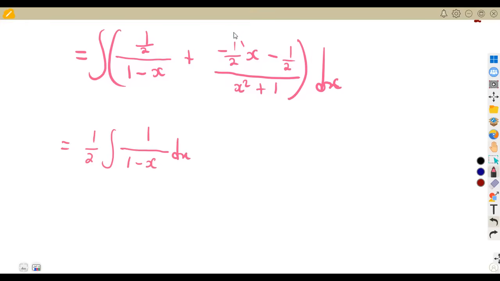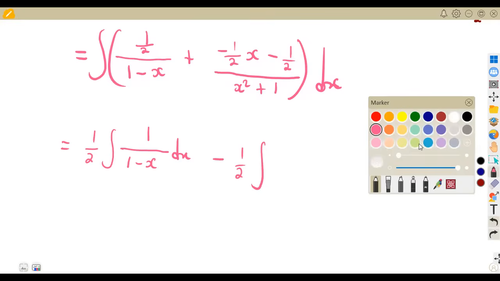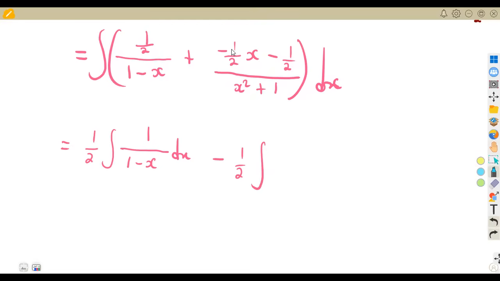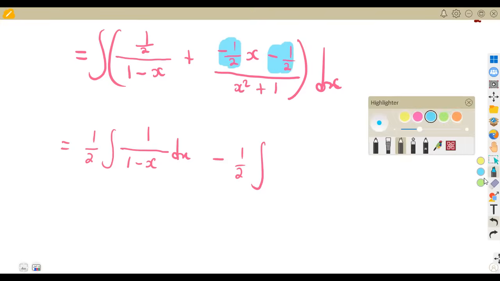We do the same thing. There is a minus half x here and a minus half, which is common. So we can factor out the minus half out of the integral. If we factor out this minus half here, what do we remain with? So let's say we have performed our factorization. There is a minus half x, there is a minus half here. So we have taken this minus half out of the integral.